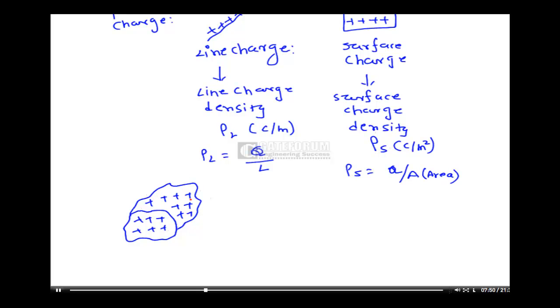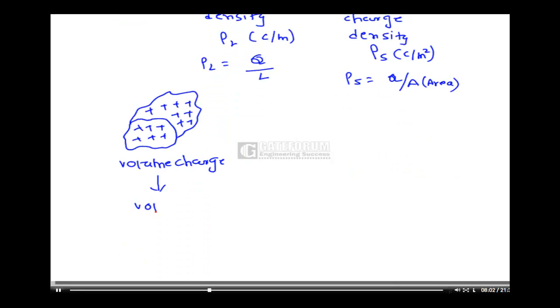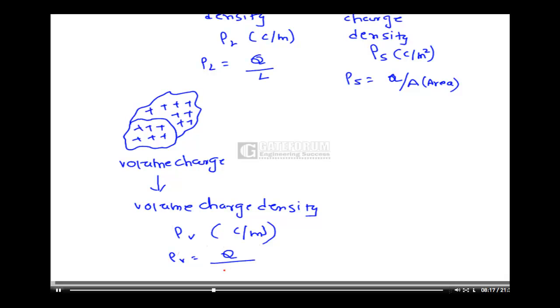Volume is nothing but closed surface. So this is called volume charge. So we have to calculate electric field intensity due to this volume charge. Volume charge is indicated by volume charge density, rho v. Unit is Coulomb per meter cube. Rho v is equal to Q by V, where V is volume.